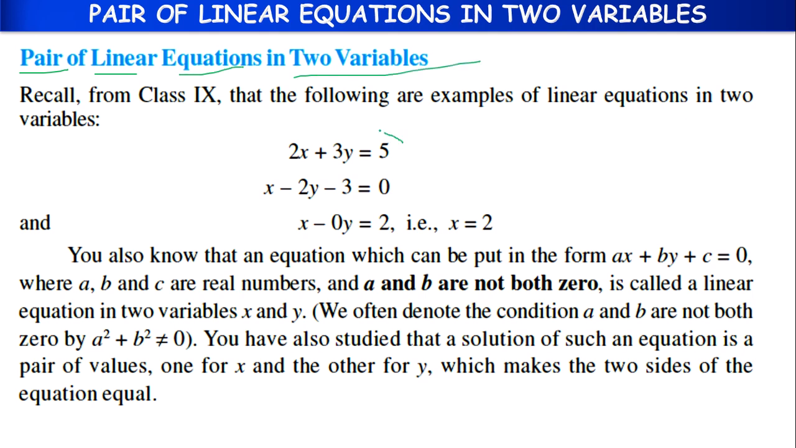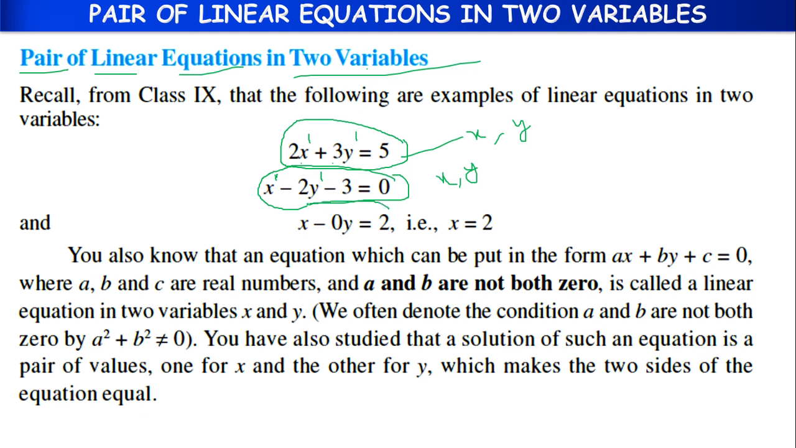If we have an equation like 2x plus 3y equal to 5, here we have variable x and variable y. So this equation has two variables and the highest power of the variables is 1. So it's a linear equation in two variables. This one also, x minus 2y minus 3, we have variables x and y, the highest power is 1, so it is also an example of a linear equation in two variables.